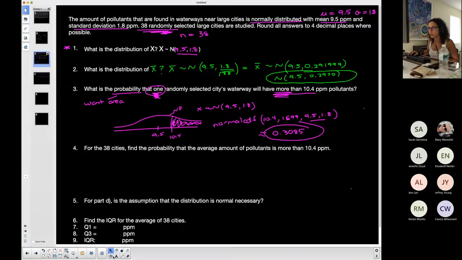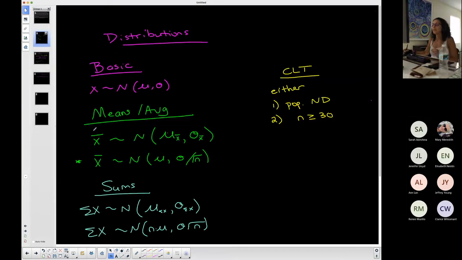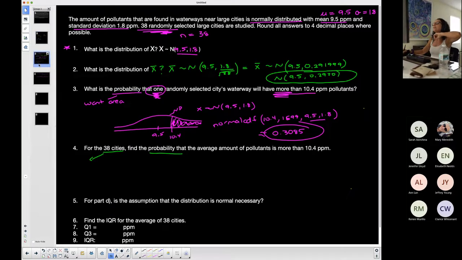So, color coordinating. I'm doing my fancy lime green because now it says for the 38 cities. Look at how this says, what is the probability that one randomly selected city's waterway? This one is saying now I'm using the sample size. Now I'm talking about the 38 cities. From that, find the probability. So this is telling me that I'm on either the distribution of the means, I don't know yet, or the distribution of the sums, because I'm selecting more than one. I have to decide which one it is.